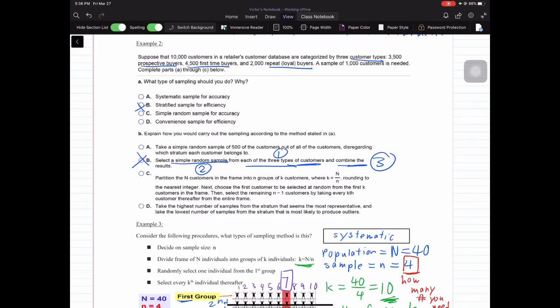And part B, explain how you could carry out the sampling according to the method stated in part A. So the answer here is: we know that we have 3 types of customers. So we have 3 groups, and we randomly sample within each group, and then in the end, we combine the results.